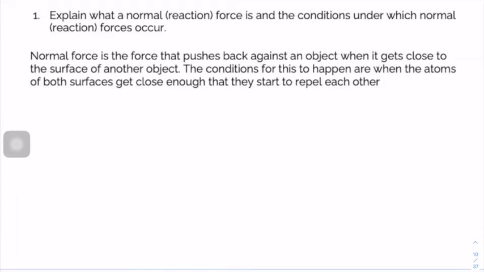Okay, so normal force is the force that pushes back against an object when it gets close to the surface of another object. Nice description. The conditions for this to happen are when the atoms of both surfaces get close enough that they start to repel each other.